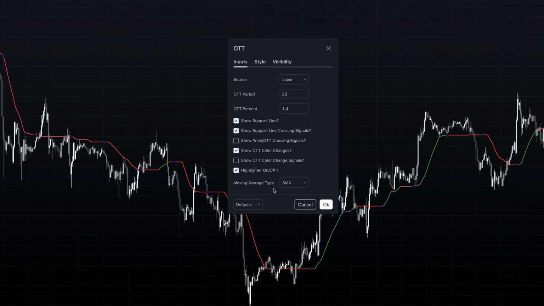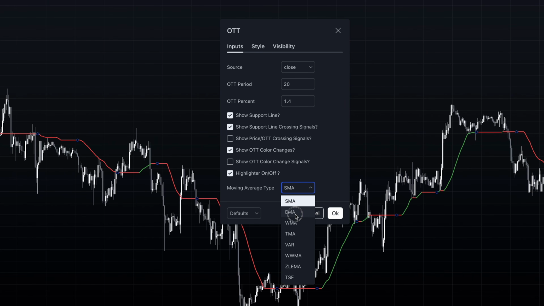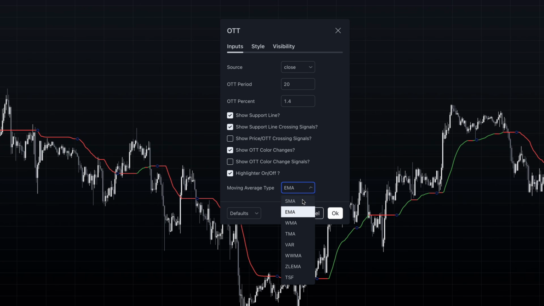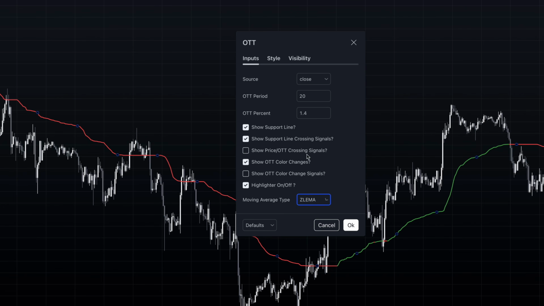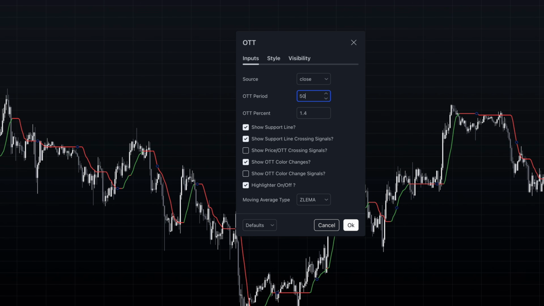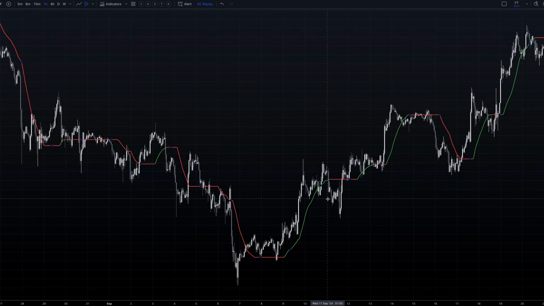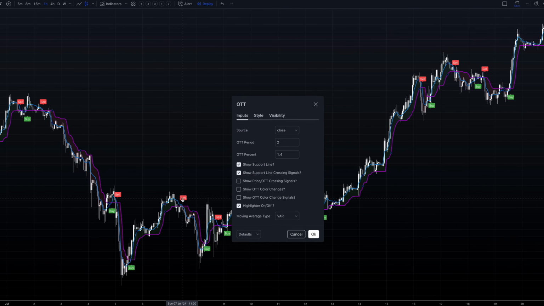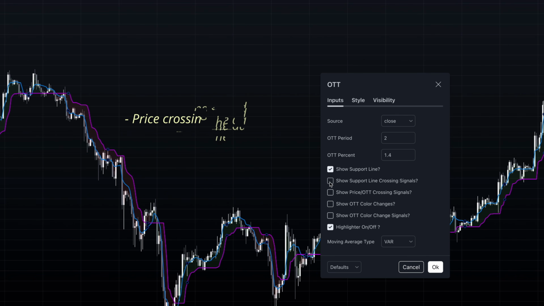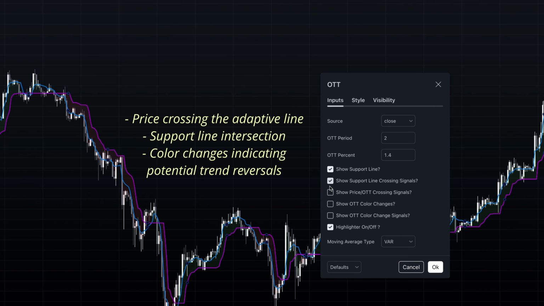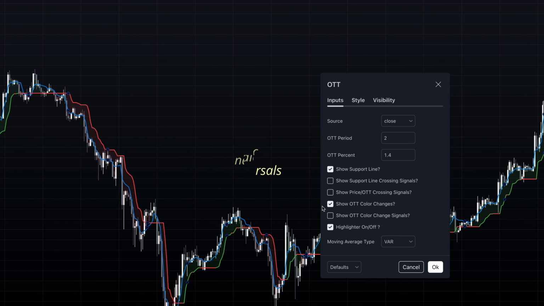This tool provides a choice of 8 different moving average types, ranging from simple moving averages to advanced options like the zero-lag exponential moving average. This ensures it can be fine-tuned for virtually any trading style, whether scalping, day trading, or swing trading. The indicator generates signals in several ways: price crossing the adaptive line, the support line intersecting it, or observing color changes that indicate potential trend reversals.